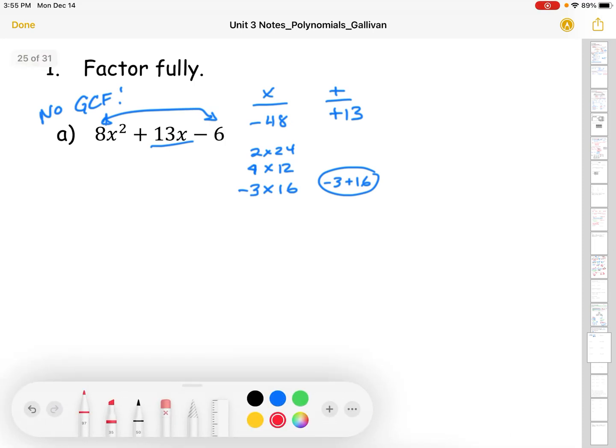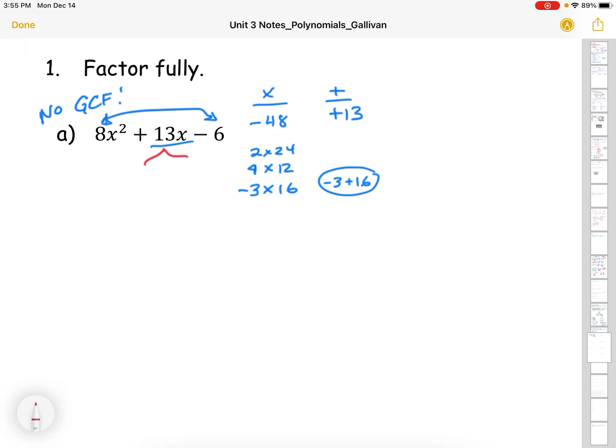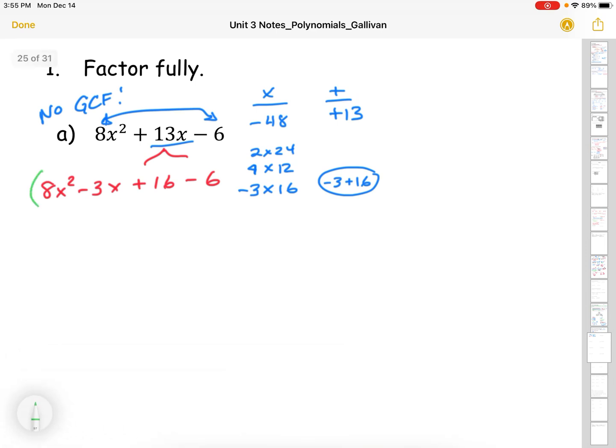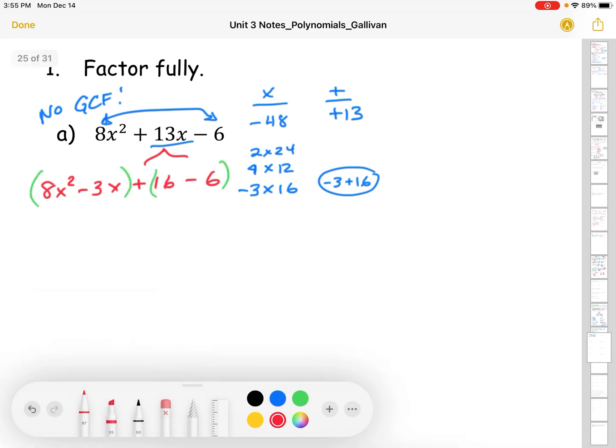Okay? So that's what I'm going to decompose the middle into. So I'm going to break it apart. So I'll have 8x squared, and then I'm going to have negative 3x, and then plus 16x minus 6. Now, if one's positive and one's negative, handy trick, put the negative one first. It will make fewer factoring errors. Now, I forgot something, didn't I? I forgot a lovely little x here.